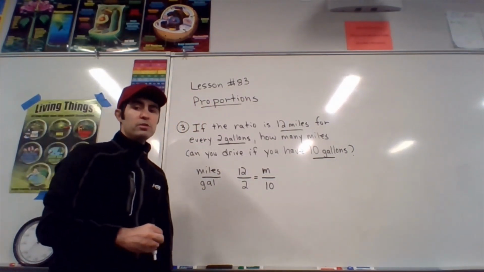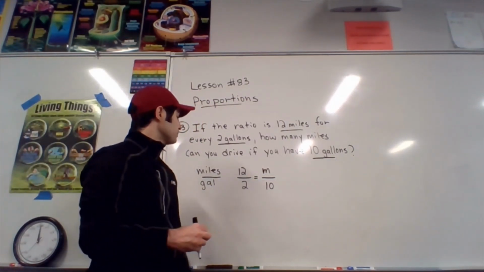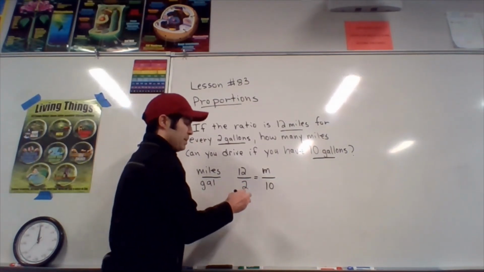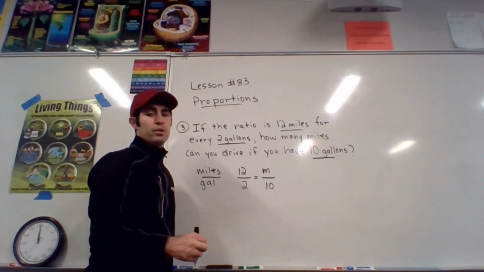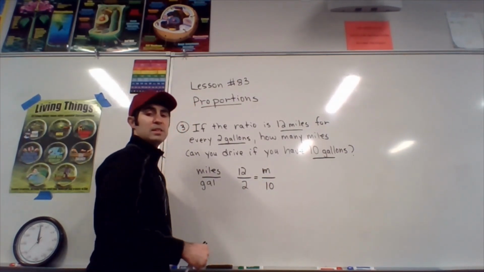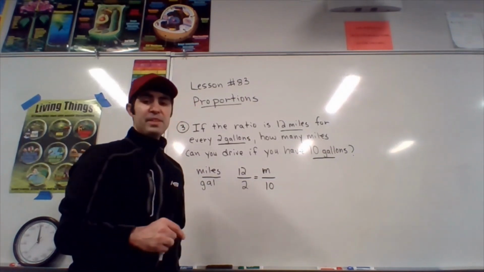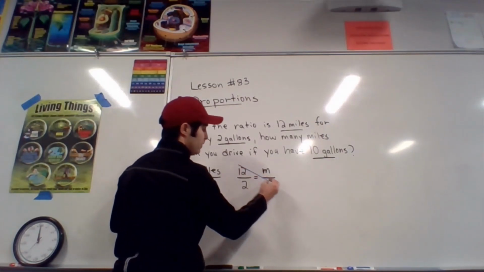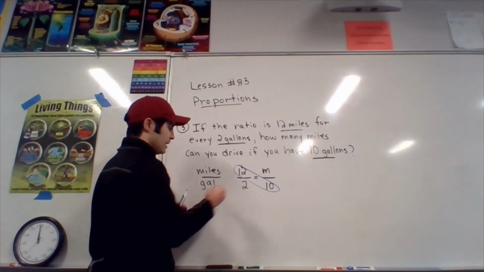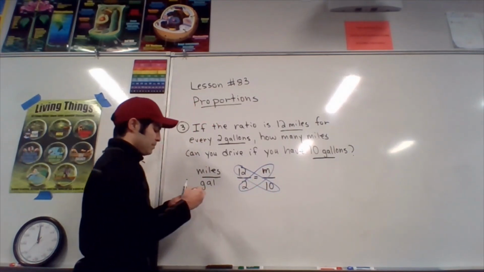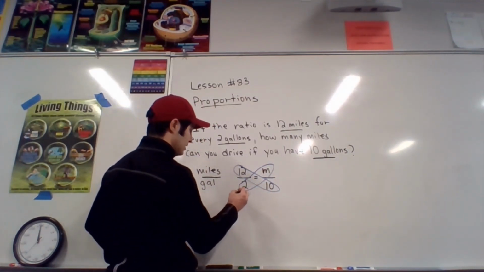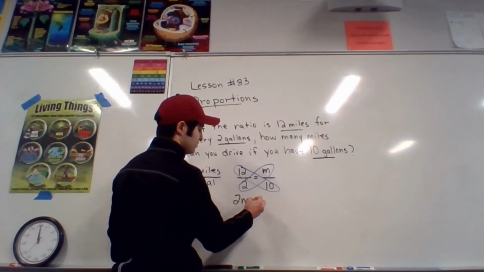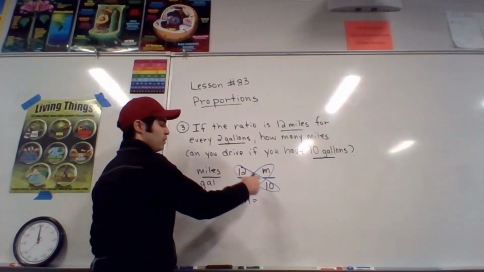Now, we are going to do something called solving a proportion. Basically, we know that this is proportional. We don't know what that number is. It's a variable. So we're going to use that concept that cross products are equal. So I'm going to take 12 times 10 and set that equal to 2 times m. Actually, let's do 2 times m, it's going to go right there. 2 times m. And that's going to be equal to 12 times 10.